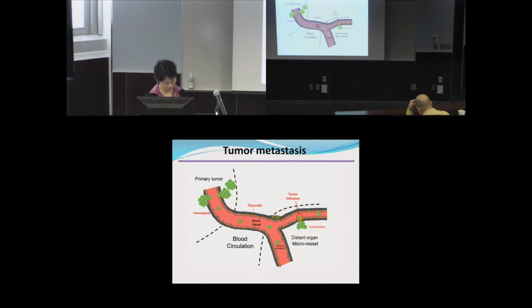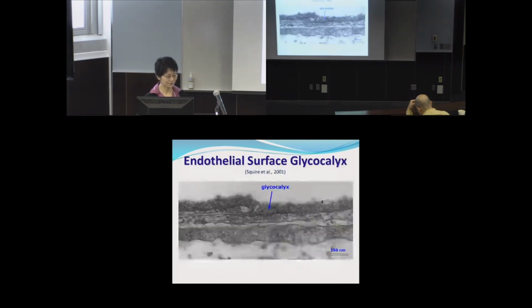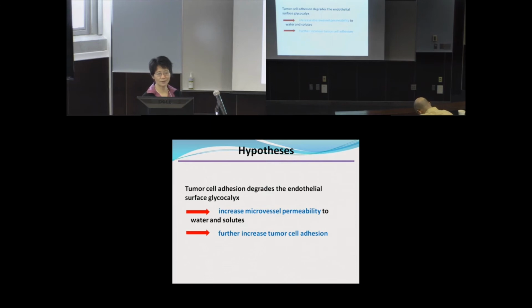That means they have to do some kind of degradation. So here's the surface glycocalyx. This is the tumor cell. They have to go over this layer. So based on this kind of thinking, we propose the hypothesis. We hypothesize that tumor cell adhesion can degrade the endothelial surface glycocalyx, which can increase microvessel permeability to water and the solids, and can also further increase tumor cell adhesion.